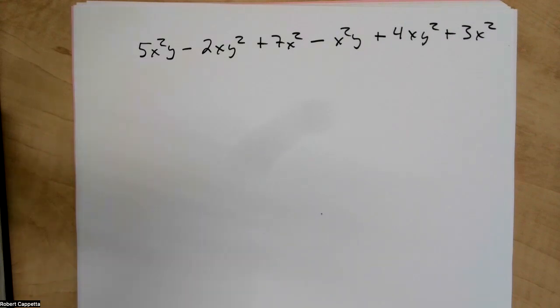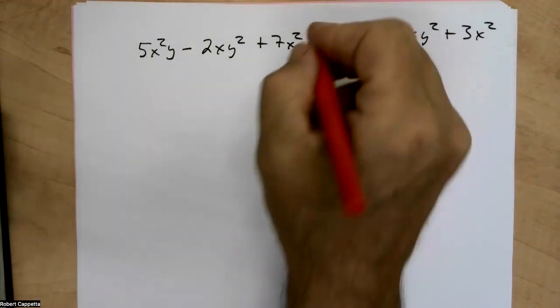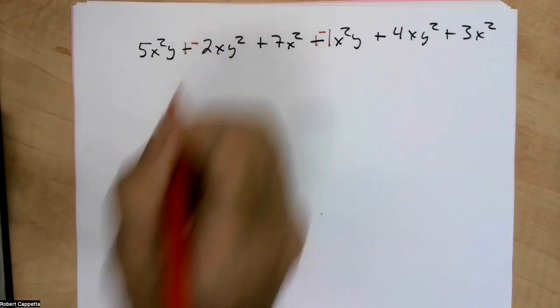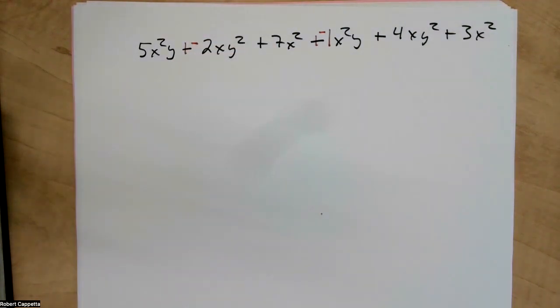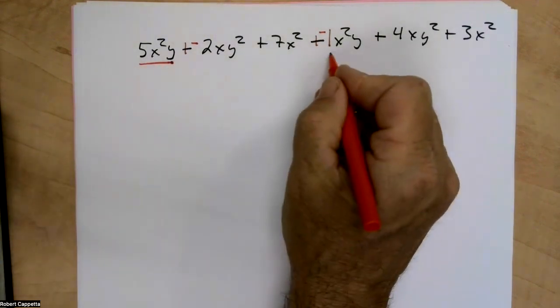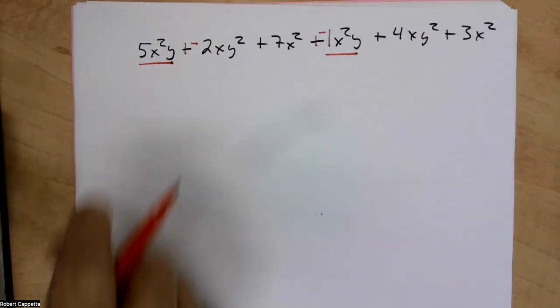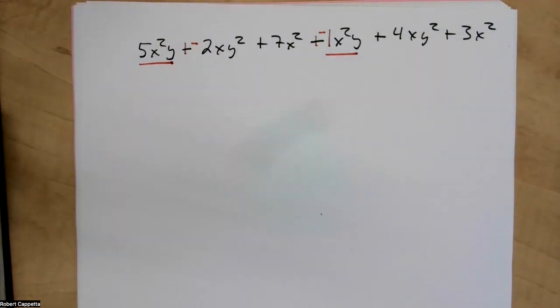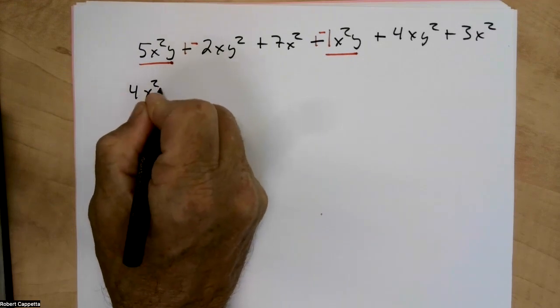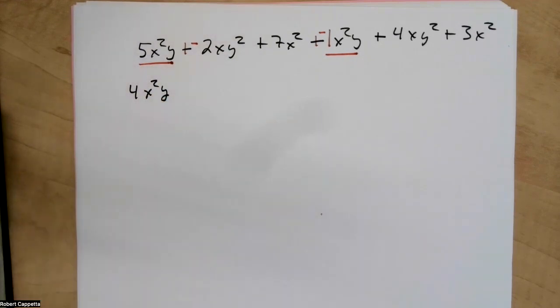I like to put ones in just to keep track of that, and I like to make minuses plus negative. So I'll make this plus negative, and I'll make this plus negative, and we'll look for like terms. So here's the x squared y term. There's 5x squared y. Do we have another one? Here's negative 1x squared y. 5x squared y plus negative 1x squared y would be 4x squared y.